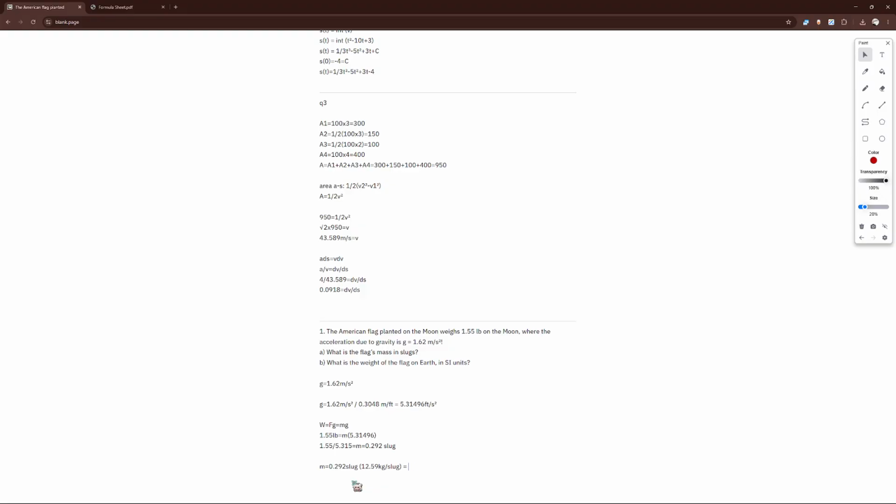Oh wait, oops, I typed in, this is supposed to be 14, not 12. This is supposed to be 14. Let me fix that in the calculator as well. 14.59, which gives us a mass of 4.255 kilograms.